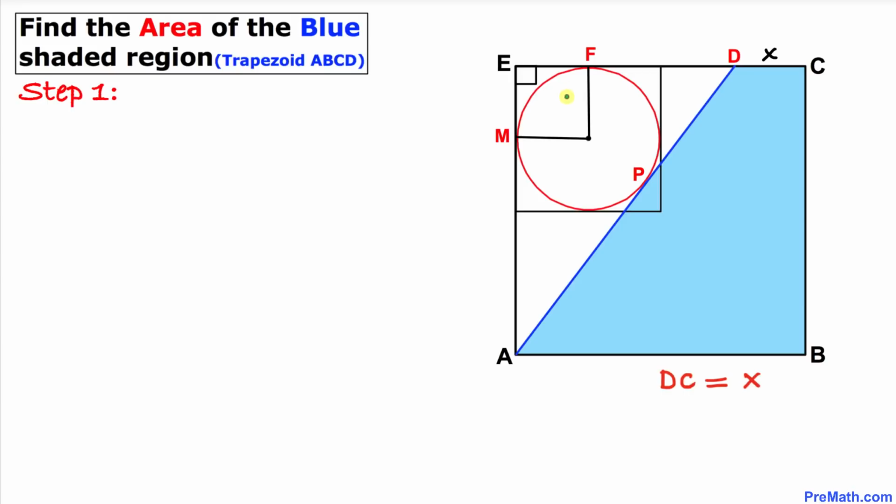Let's focus on this smaller square, and we know that this side length is 4, isn't it? So we know that the diameter of this circle is 4 as well. So the radius is going to be just half of that. That means this part is going to be 2 and this is going to be 2. So therefore our EF distance is going to be 2 units, and we know that our DC is simply X.